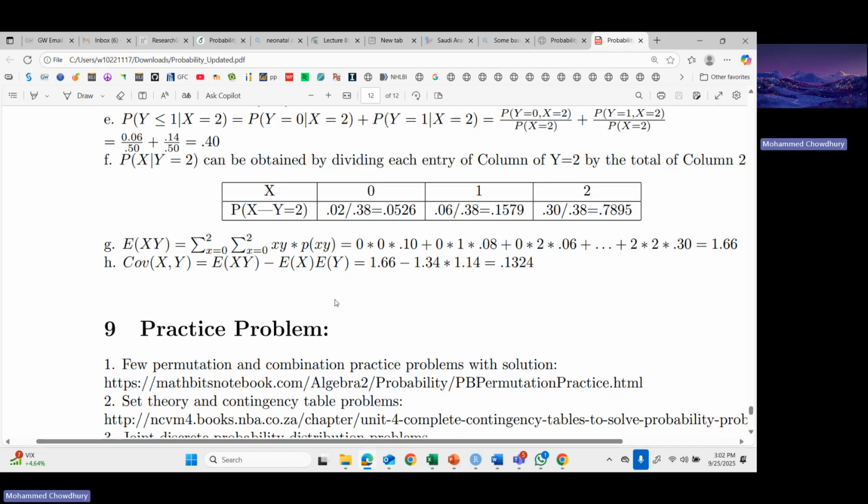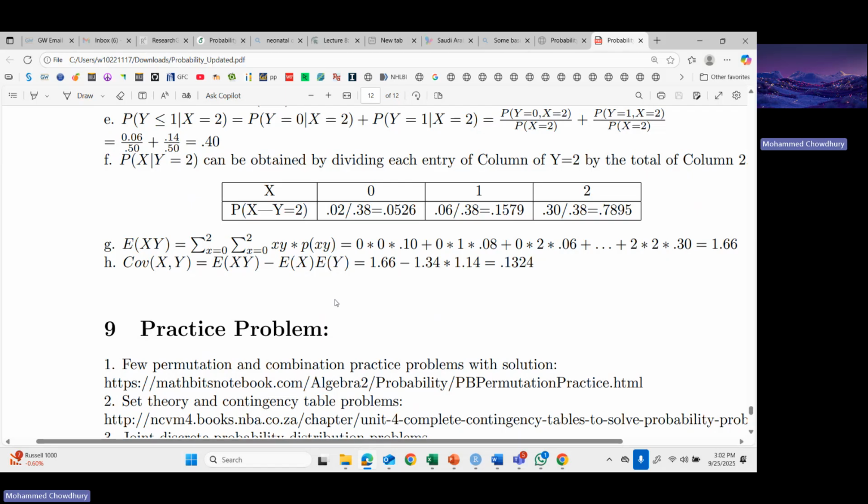Then we discussed set theory, universal set, the union of two sets, and the intersection of two sets. After set theory, we discussed random variables. After random variables, we discussed probability, sample space, and sample points.